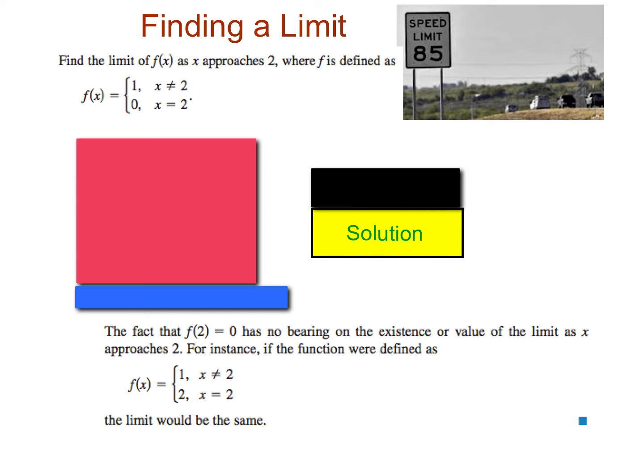Piecewise function, and it's going to be 1 for everything but at x equals 2. And it's going to be 0 when x does equal 2. And what we're going to find is our limit as x approaches 2 of our function.